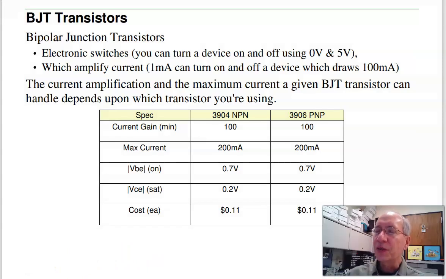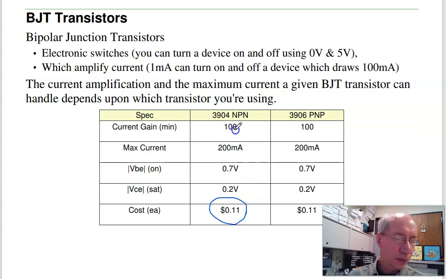Well, the first thing you need is a transistor. The ones we're using in Senior Design 1 are the 3904 and 3906 NPN and PNP transistors. Now these are current amplifiers. They have a current gain of 100. Actually, it's between 100 and 300. Worst case is 100. It can supply up to 200 milliamps. It's got a voltage drop, base to emitter of 0.7 volts, collector to emitter about 0.2 volts, and costs 11 cents each. So this is why we like them. They're cheap. And they also have quite a bit of gain.